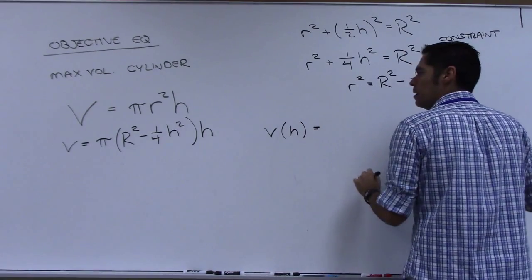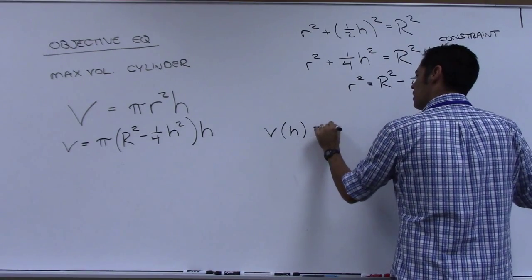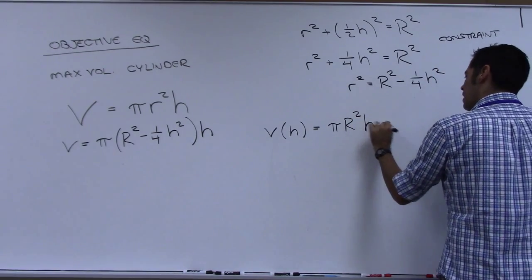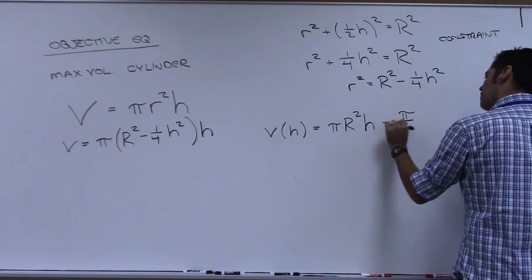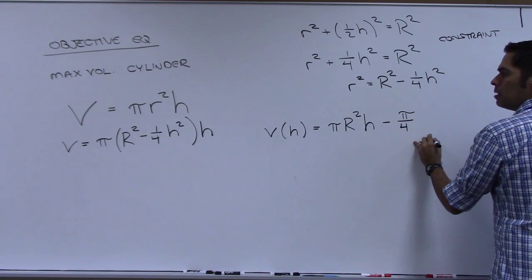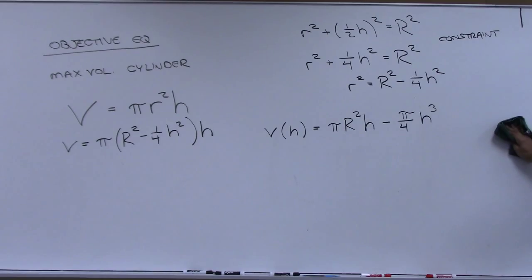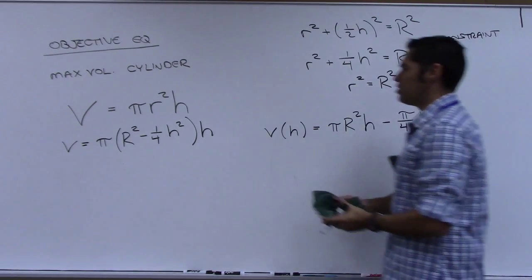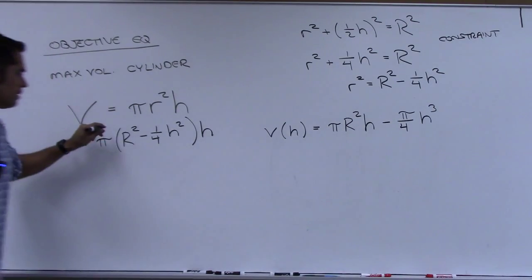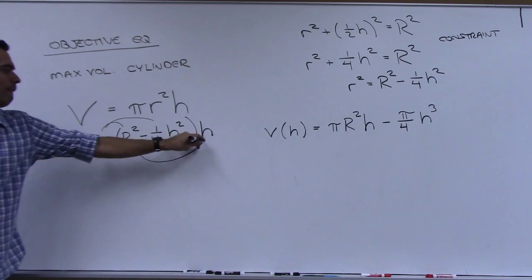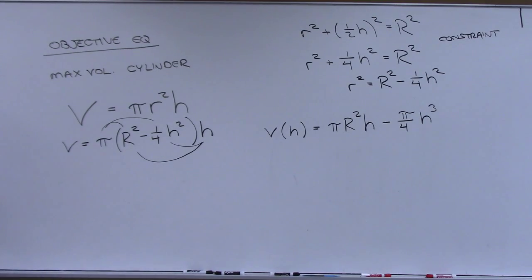is pi capital R squared h minus pi over 4 h cubed. See if I did that right. I distributed a pi through each of these, and I distributed an h through to each of these. Everyone agree? That's my objective function.